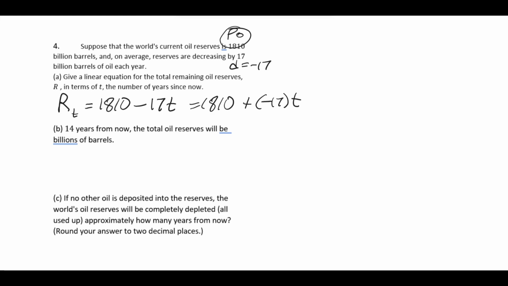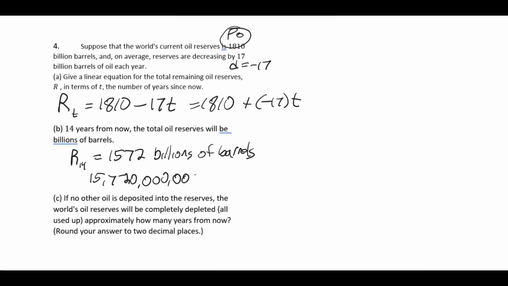Part B, you get R sub 14 equals 1,572. You can either label billions of barrels, or you could change this to billions and then just say barrels. I like using the units with the billions of in the answer. It's a little bit cleaner.